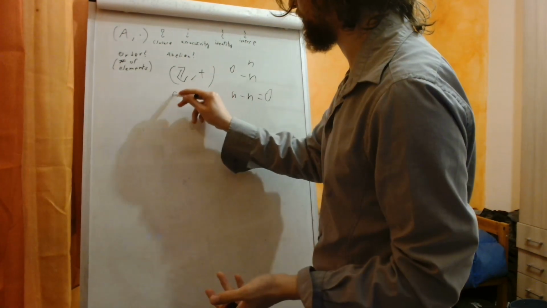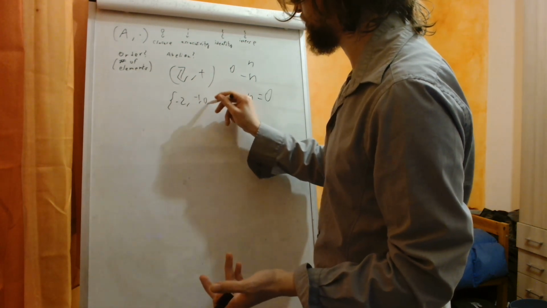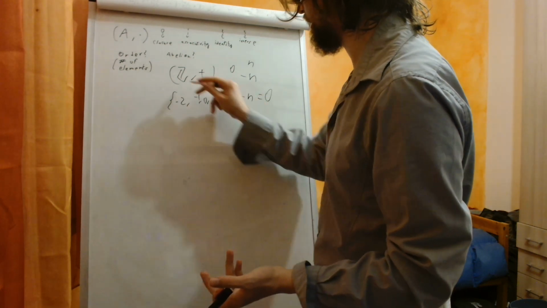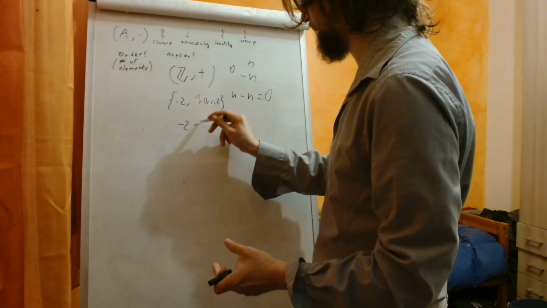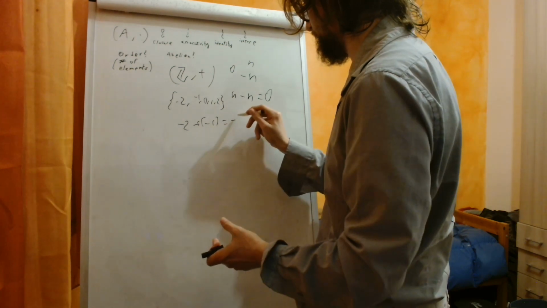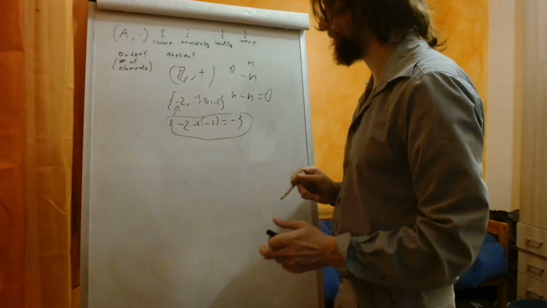If we had, for example, -2, -1, 0, 1, 2, instead of that, that would not be closed because -2 plus -1 is -3, which is not inside this set. So this is not closed.